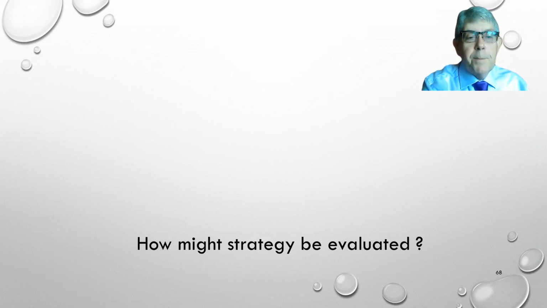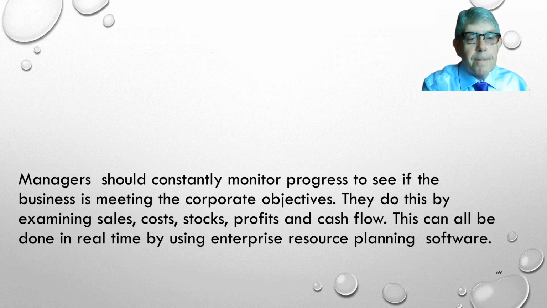How might strategy be evaluated? Managers should constantly monitor progress to see if the business is meeting the corporate objectives. They do this by examining sales, costs, stocks, profits, and cash flow. This can all be done in real time by using enterprise resource planning software.